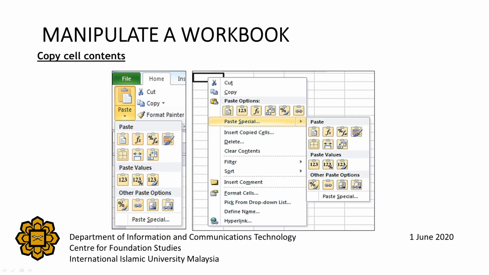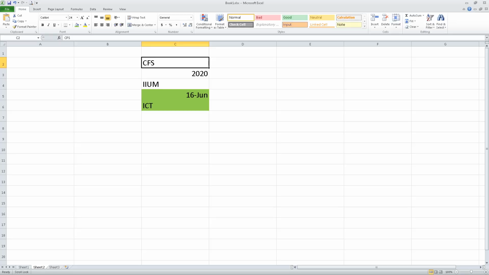Here in your slide they give you the example of the interface of the copy and paste button. So now let's try in our worksheet example. Here we want to copy the text of CFS. You can copy by selecting the cell, and then you go to the Home tab, Clipboard group, and click the Copy button.